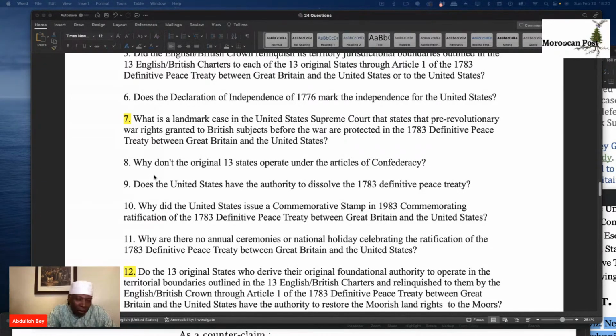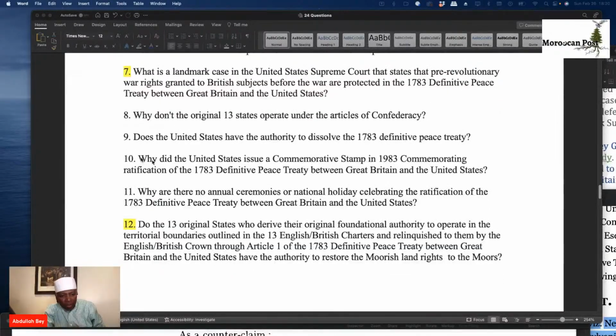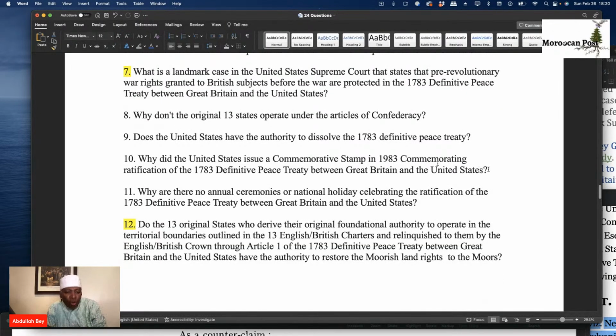All right, let's go to the next one. Number 10. Why did the United States issue a commemorative stamp in 1983 commemorating ratification of the 1783 definitive peace treaty between Great Britain and the United States? Giving honor to the ruling authority and instrument, the definitive peace treaty between Great Britain and the United States, recognizing its importance for them. It is their foundational authority. Their foundational authority is not the United States Constitution.